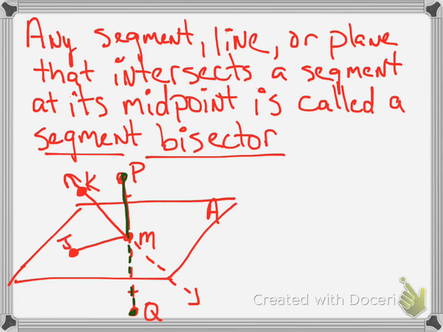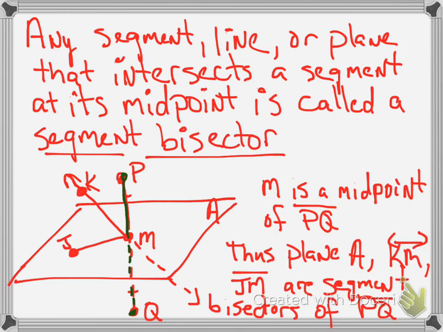And even J, which for some reason I forgot to put the J, JM obviously goes through M, so it cuts PQ. So all of those are segment bisectors of PQ. Plane A, line KM, and line segment JM are all bisectors of PQ.